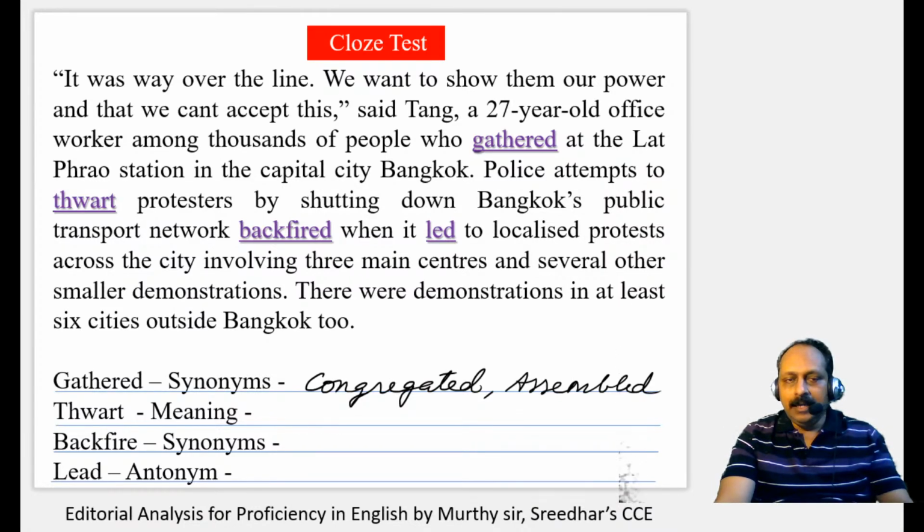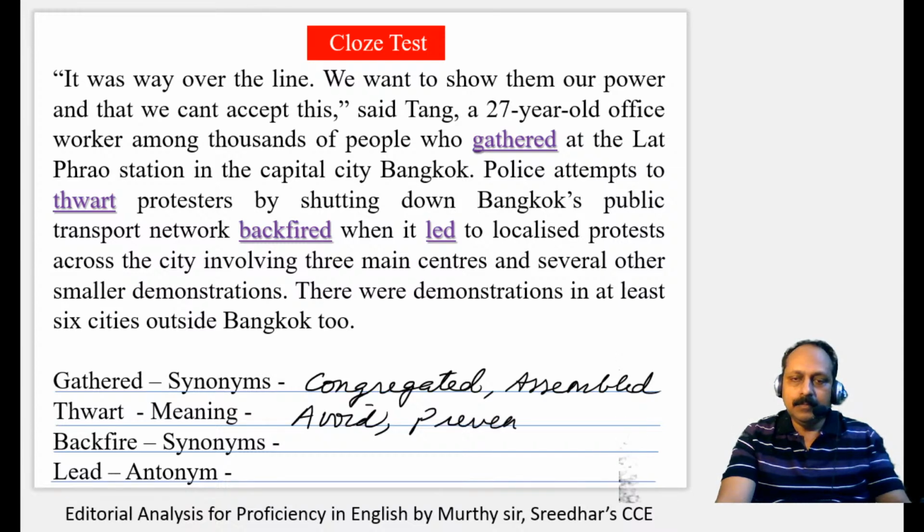Please go to the next word, thwart. What is the meaning of that? Thwart means what? Avoid, yes, avoid, prevent. You could write these two words, avoid, prevent. Backfire. What are the synonyms of backfire? Block, stop, prevent, thwart, avoid. Yes, you can use all these words. Now go to the next one.